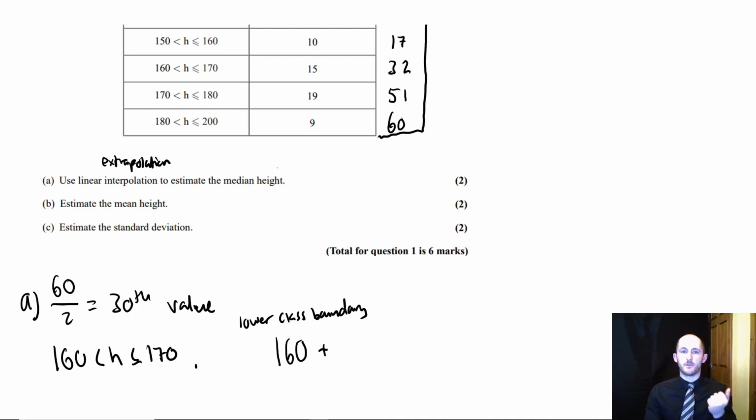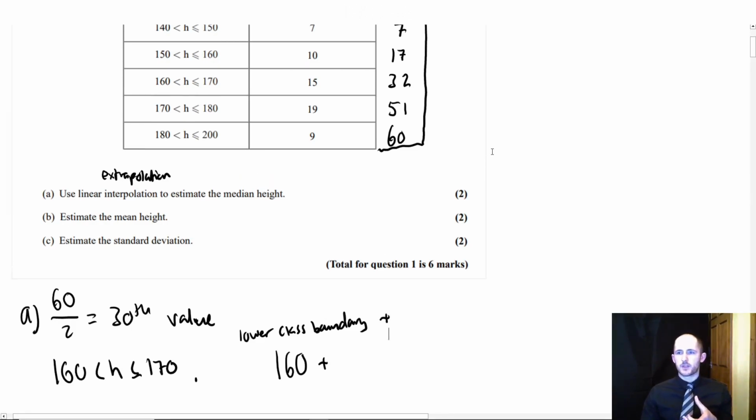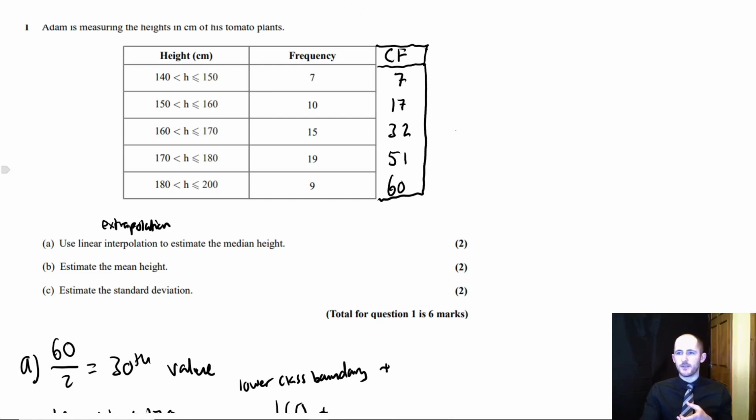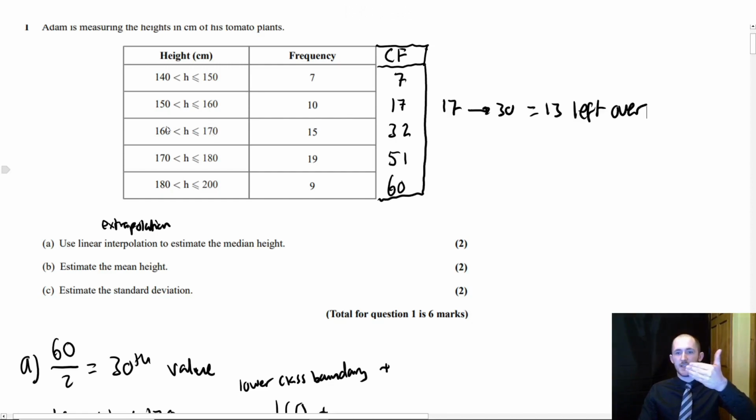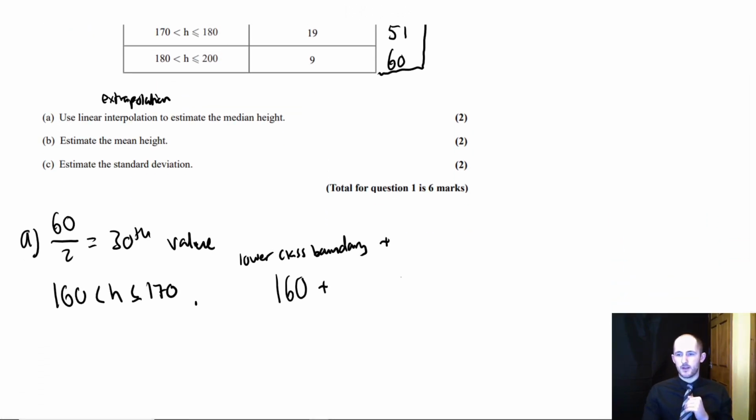So I'm going to basically write out a formula for you. Then what you need to do is add on the extra stuff that we have. So when we go up to here, we get up to 17, right? But we want to get to 30. So we have 13 left over. So basically that tells us we want to go 13 data points into this class, 160 to 170. Okay? And now we're going to estimate what those data points look like. So we're going to plus 13.